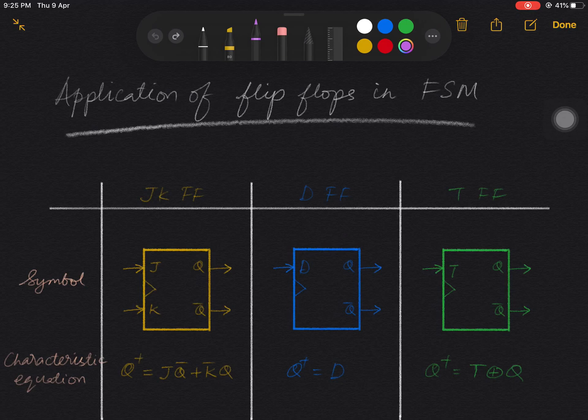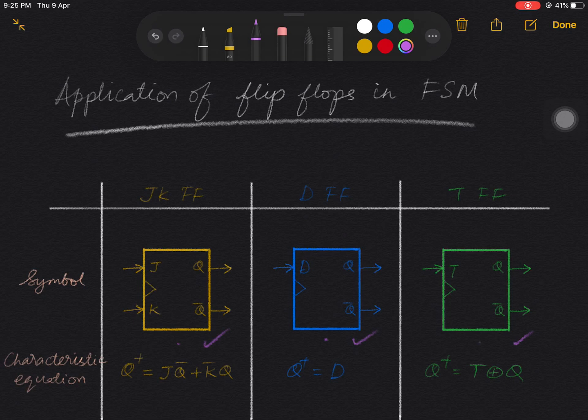Okay, let's begin with the review on the flip-flops. In this regard, I'm going to address three types of flip-flop, perhaps the three most popular flip-flops, namely the JK, D, and T flip-flops. So here are the symbols of these flip-flops: JK, D, and T.